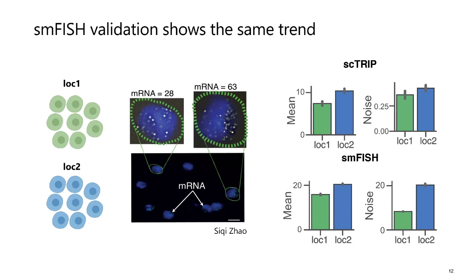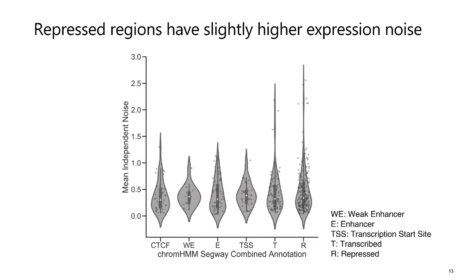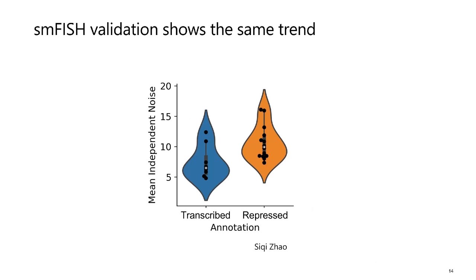So finally, we can answer the question: how do the chromatin annotations affect gene expression noise? Here on the x-axis, again, I'm showing you the Segway combined chromatin annotations, and on the y-axis now is noise. In general, across annotations, it does seem like there's not much effect on noise. Repressed regions, though, tend to have slightly higher expression noise than the other regions. This tells us that maybe different kinds of chromatin environments can have a different effect on gene expression noise. We've also validated this by single molecule FISH.